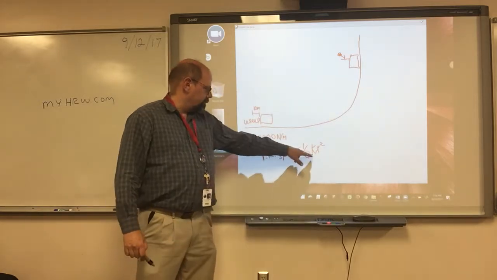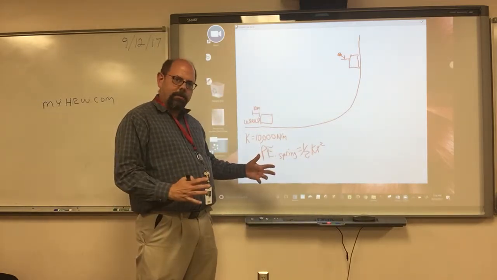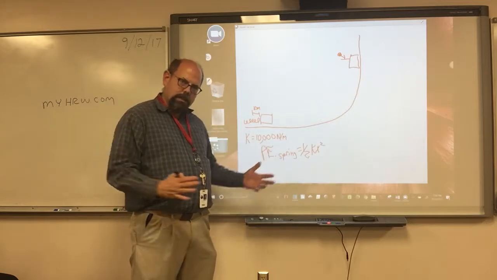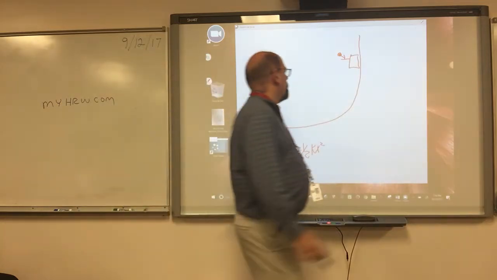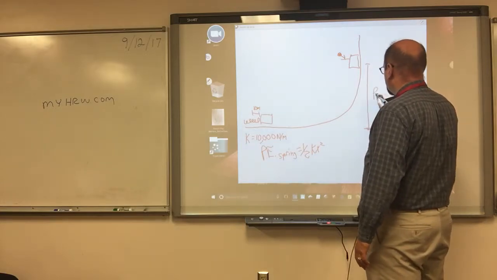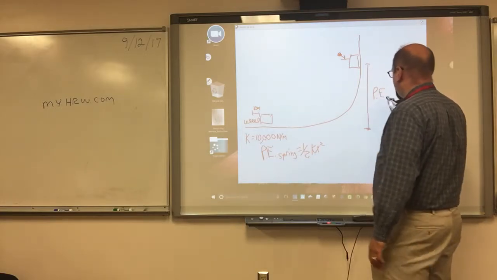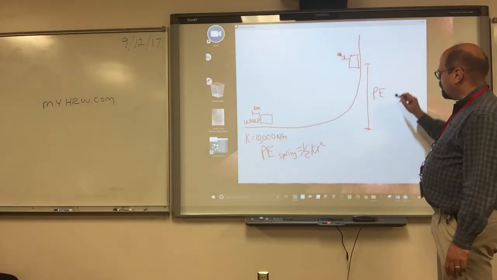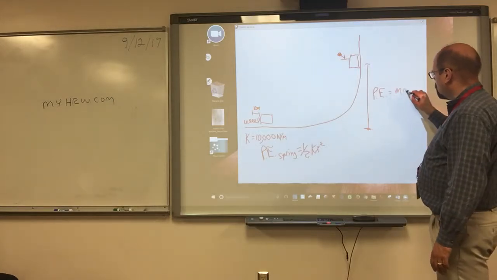K is this constant, how much it takes to push that spring every meter. X is the distance it gets pushed. And we're going to put the energy up here in what? Potential energy, or energy of height. That is just equal to mg y.